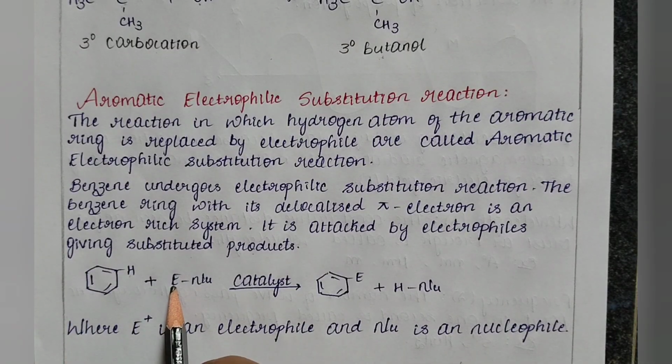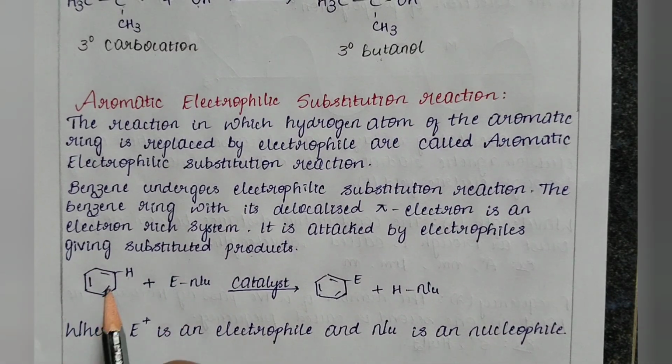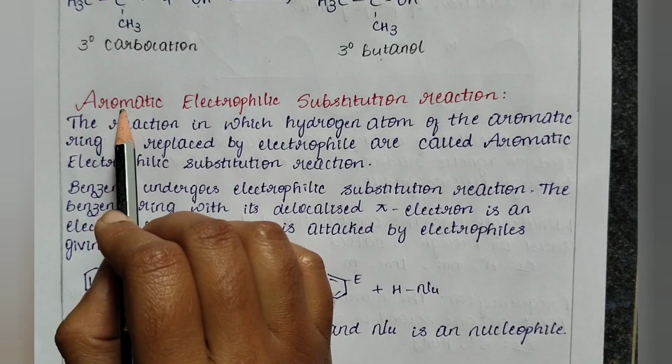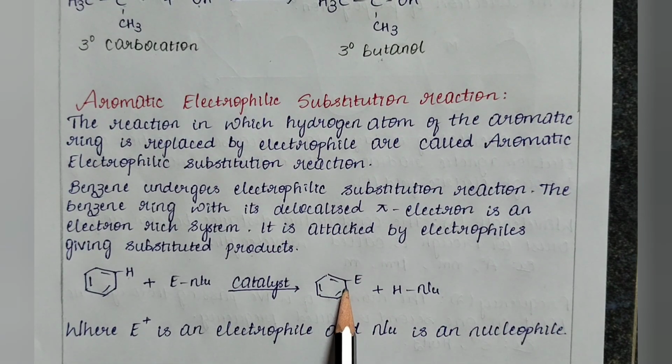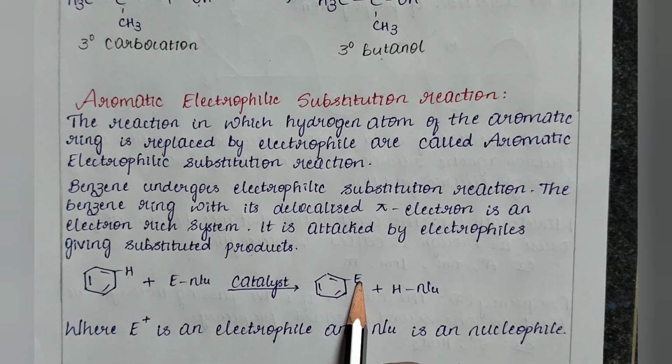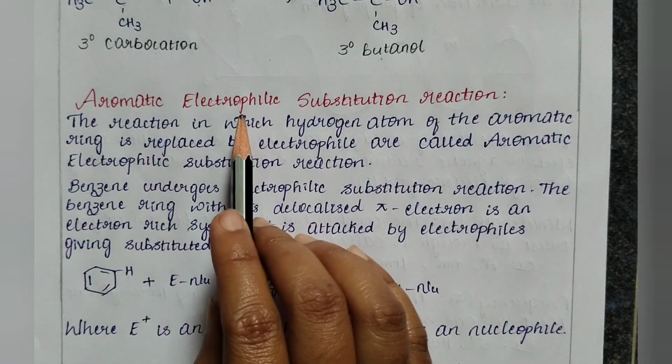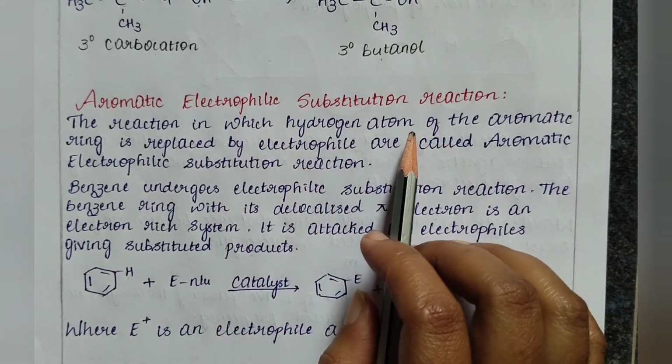So when an electrophile takes the place of a hydrogen atom of an aromatic system, it leads to a new compound formation, or a new chemical bond is formed between the carbon atom of the aromatic compound and the electrophile which was present. This is called aromatic electrophilic substitution reaction.